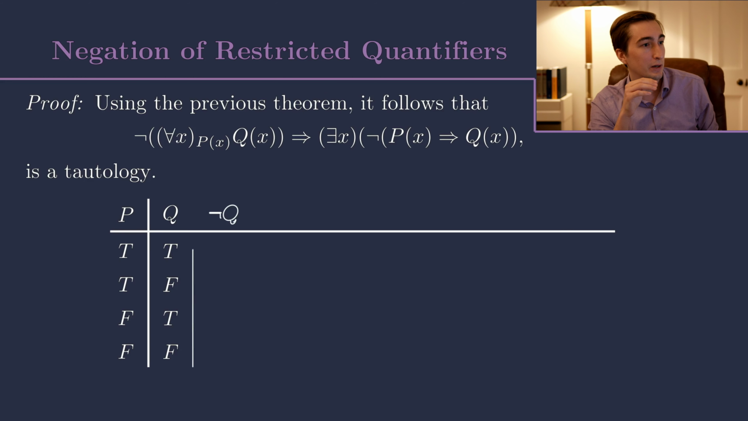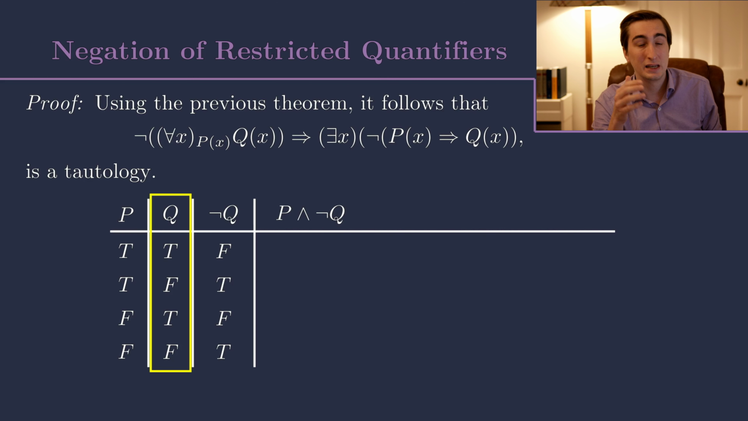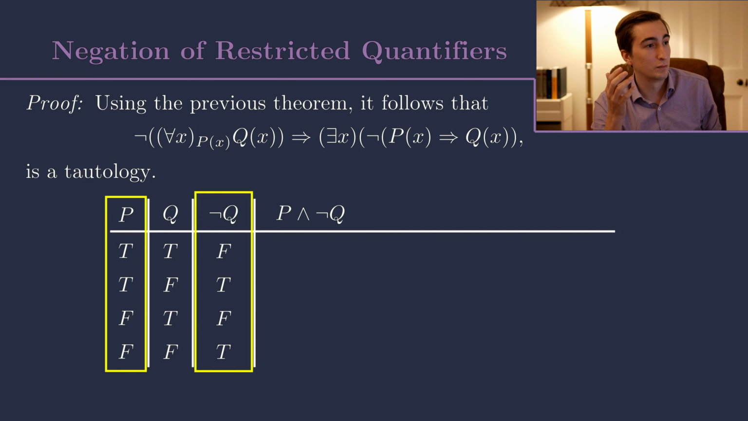So the first thing we're going to fill out here is the not Q column. We've done this a lot now. You take this column, we flip around all the truth values for the Q, we take true to false, false to true, true to false, and false to true. And then the next column we're going to fill out is P and not Q. So we need to look at the columns for P and the column for not Q. And recall that the AND operator is only true when both values are true. So in this case, it's going to take true and false to false, true and true to true, false and false to false, and false and true to false.